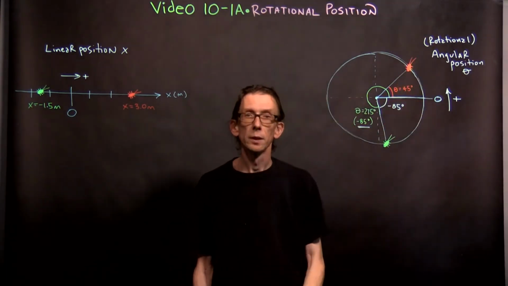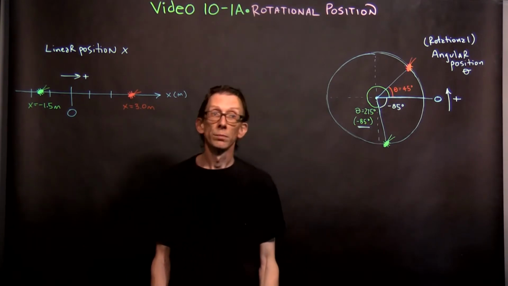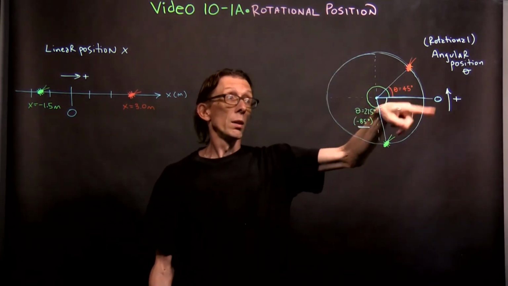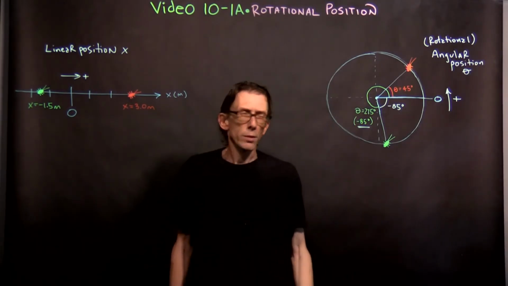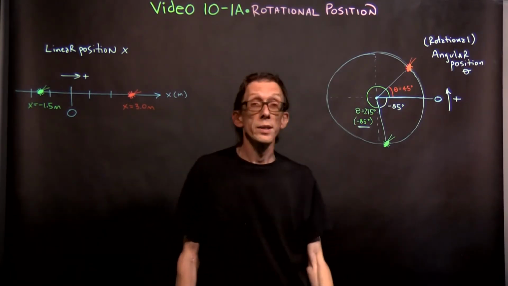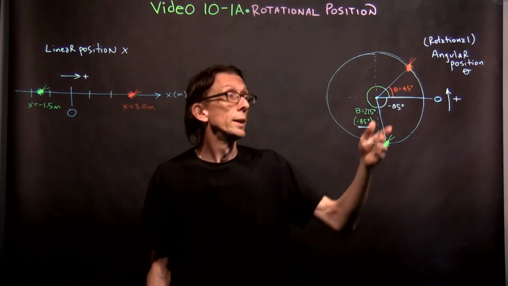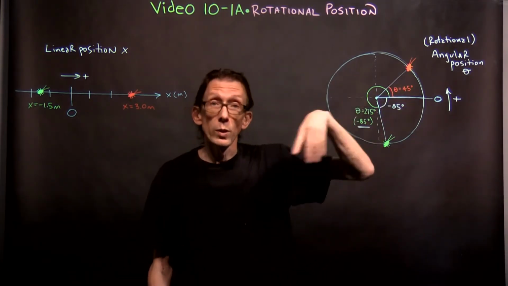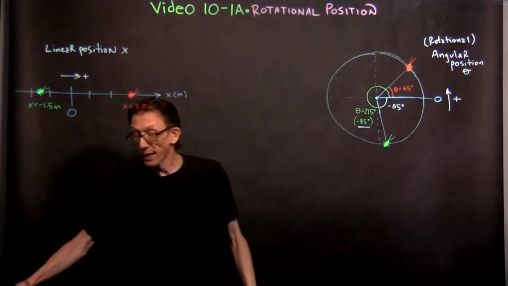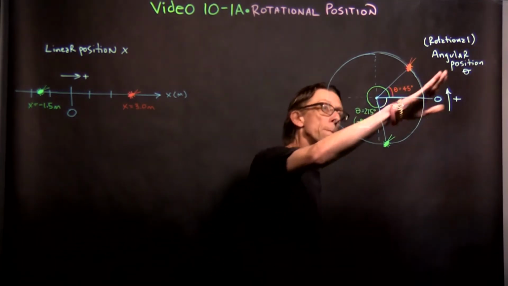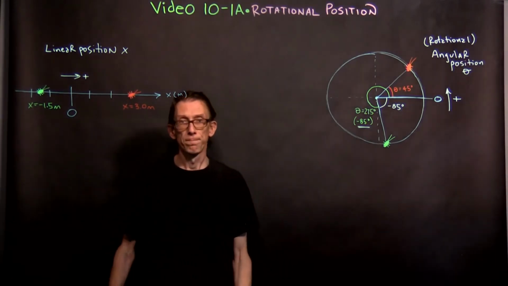So it's negative. Okay. So we pick counterclockwise, or as they say in the old country, anti-clockwise, or maybe that's Australia. I can't remember. Anyway, somebody somewhere on the planet calls this anti-clockwise. We call it counterclockwise. That's our positive direction. So that's how we indicate rotational position or angular position.